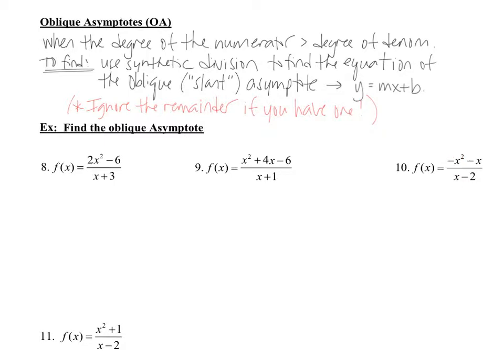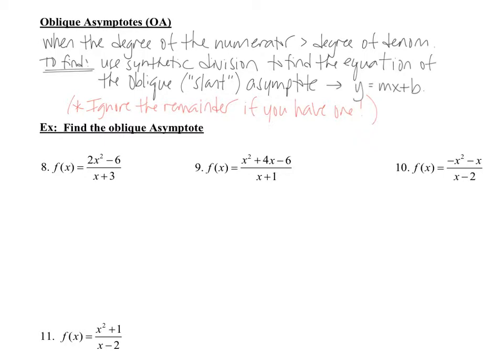So in this case, it's not a memorization, it's not a lead coefficient thing. Here's what you do. You use synthetic division to find the equation of the oblique or slant asymptote. It's going to be a y equals mx plus b type of line. And just remember that you ignore the remainder if you have one. In synthetic division, a lot of times you have a remainder, and in this case we're going to ignore it. So I'm going to do synthetic division, a division problem like we did in the last chapter.